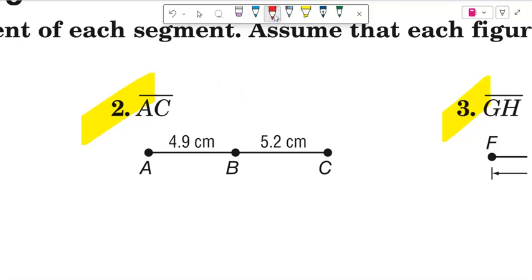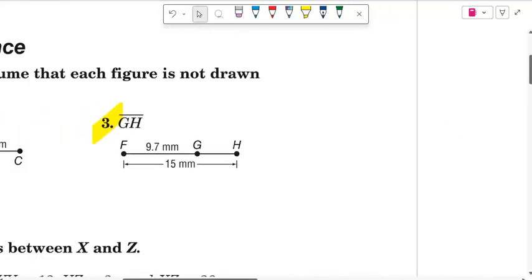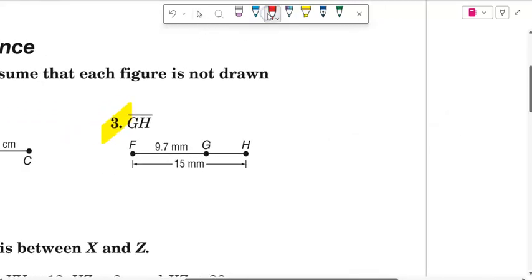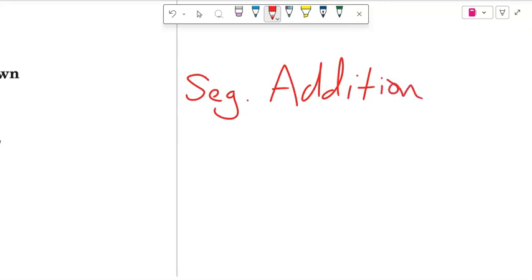We've got segment AC with point B in the middle, in between points A and C. Okay, the book called it the betweenness of points. Okay, go ahead and write this down in your notes. I'm going to go off to the side here. This is the segment addition postulate. Segment. Wait, what is that? We're about to write it down. Segment addition postulate.